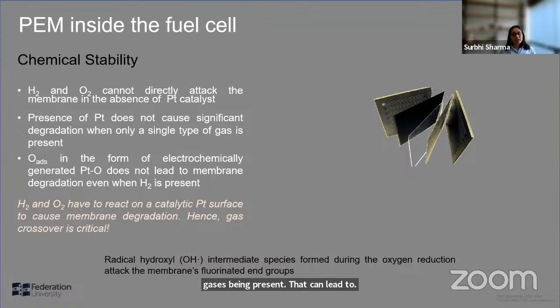There are hydroxyl radicals that are generated, which are intermediate species formed during oxygen reduction or partial reduction of oxygen. They can attack the membrane's fluorinated end groups, which leads to the initiation of degradation and can lead to further or continuing degradation, especially if there is loss of catalysts, and there are a variety of other reasons there. But gas crossover can be a critical juncture for the start of membrane degradation.